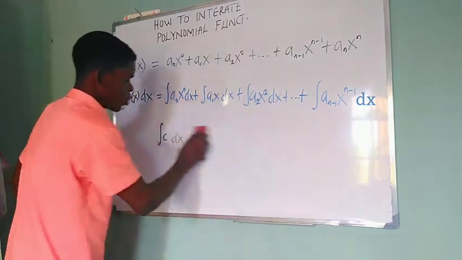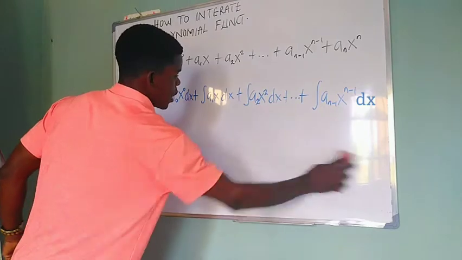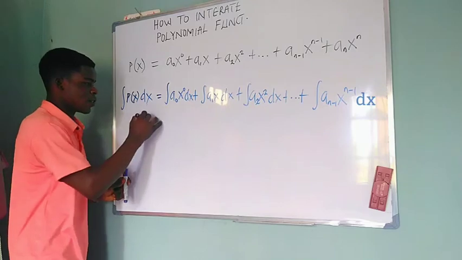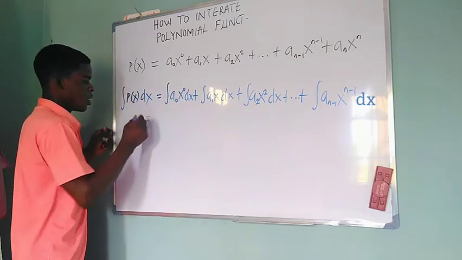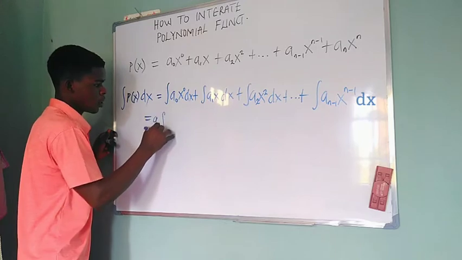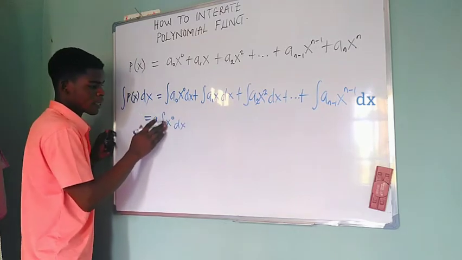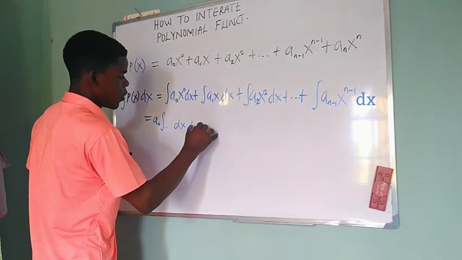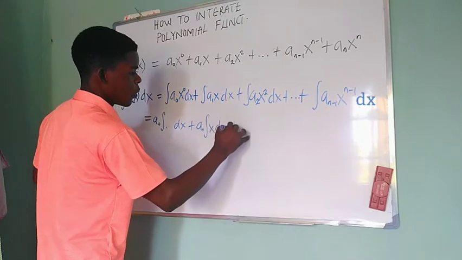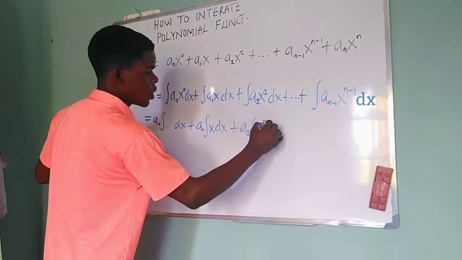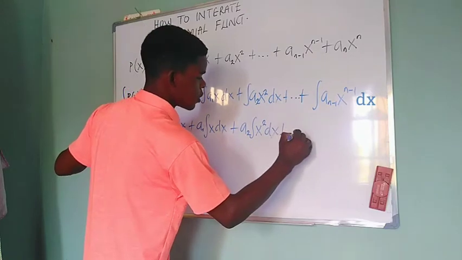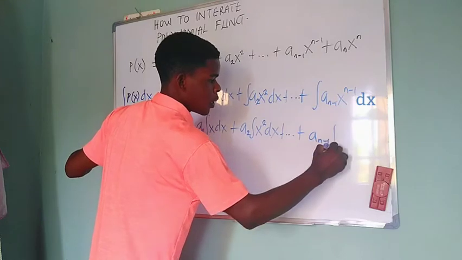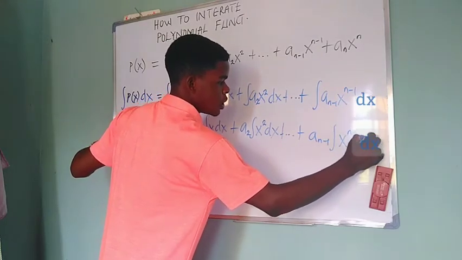Okay, just very constant. It is the same thing. So because of that, you can take your constant to the front of the integration sign. Let me just do that and show you guys. That will become a naught integral of x naught dx. In fact, x naught is just 1. Plus a1 integral of x dx plus a2 integral of x squared dx plus and so on, so on, so on, plus an minus 1 integral of x n minus 1 dx.